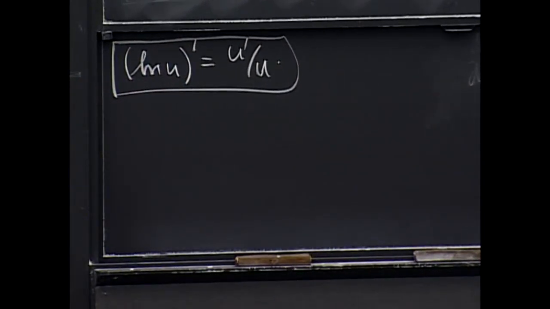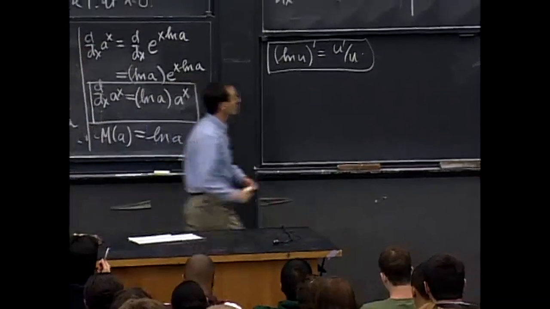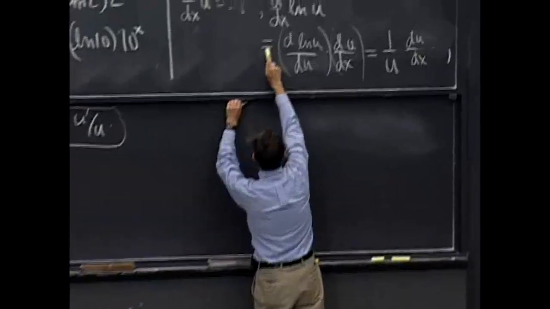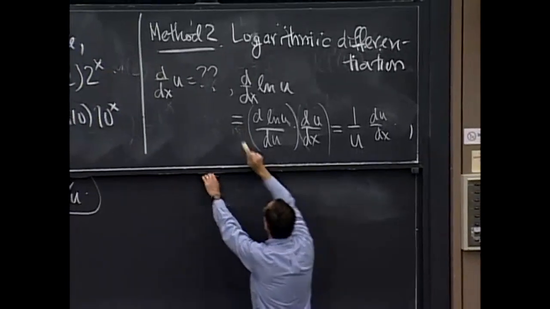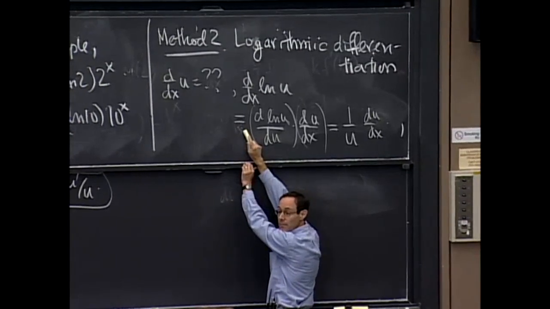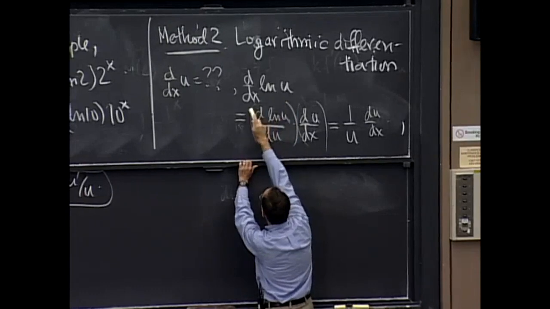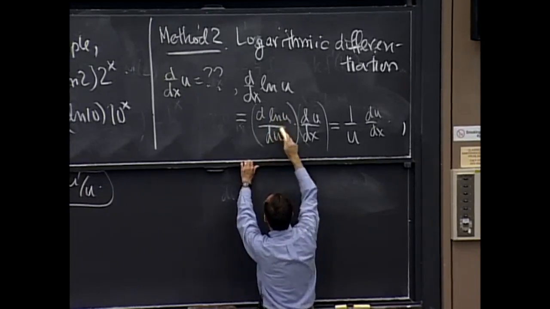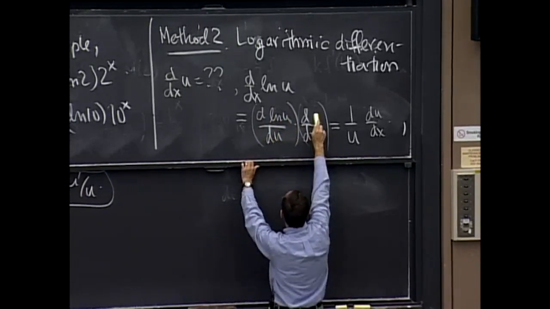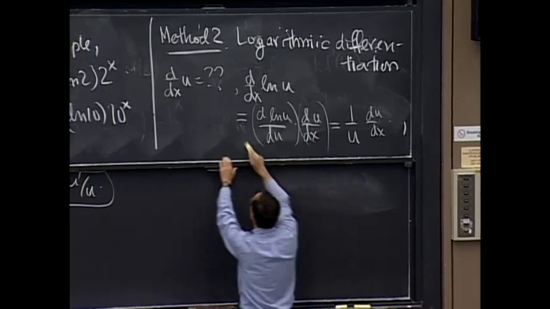Did you get d ln u over du times du over dx? The question is, how did I get this step here? All right. So this is the chain rule. The rate of change of log u with respect to x is the rate of change of log u with respect to u times the rate of change of u with respect to x. That's the chain rule.